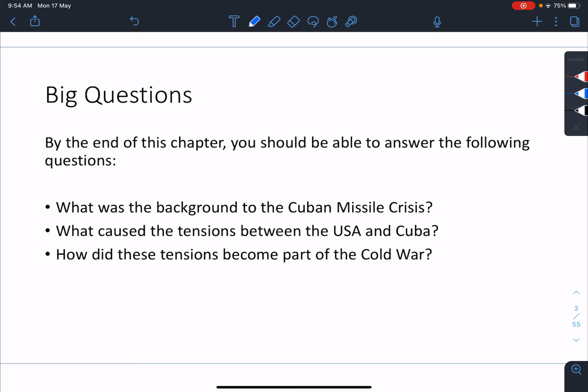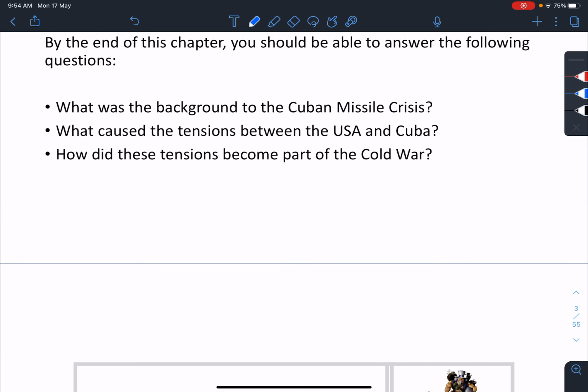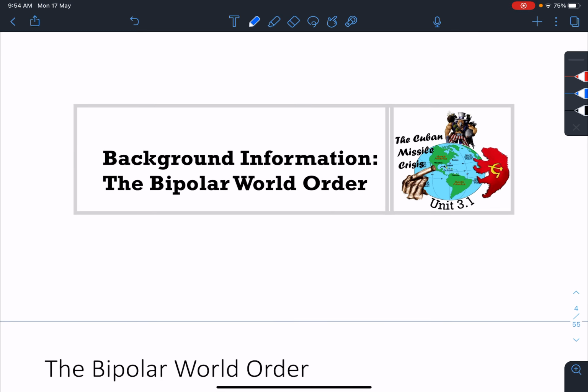I assume by this point you've already read your textbook. If you haven't, please stop and go and read your textbook first, okay? So why are there tensions in the first place, okay? And how did these tensions become part of the Cold War? So before we can do that, we must look at this idea of a bipolar world order, right?